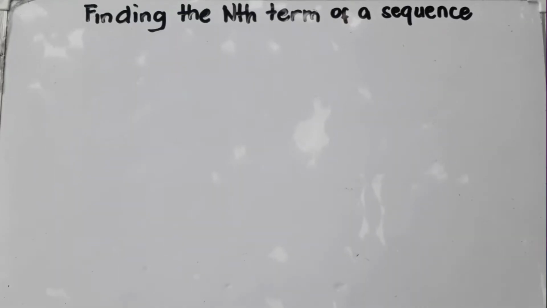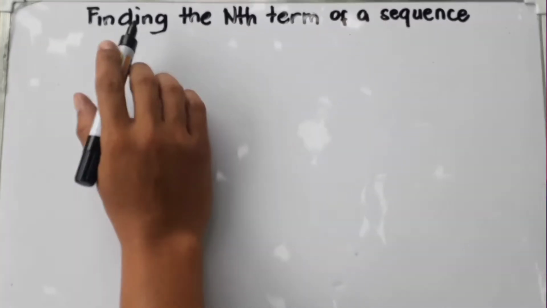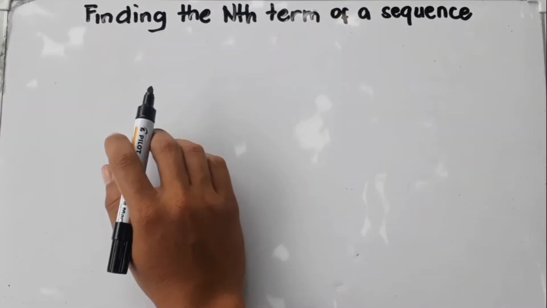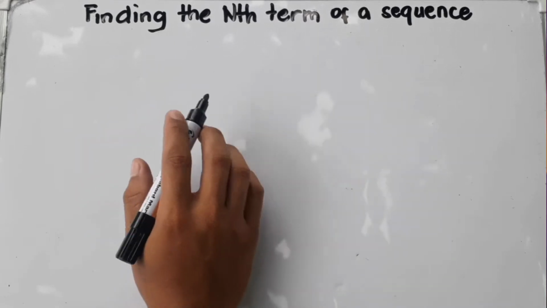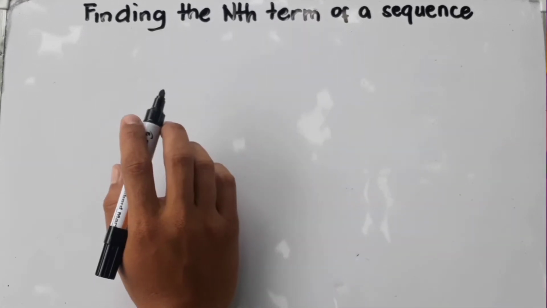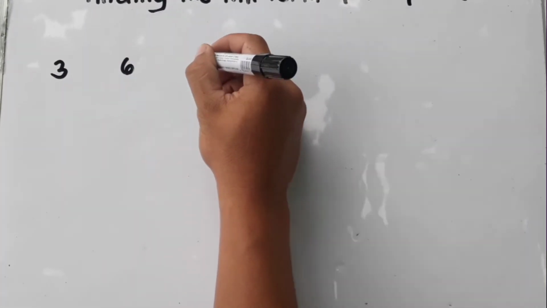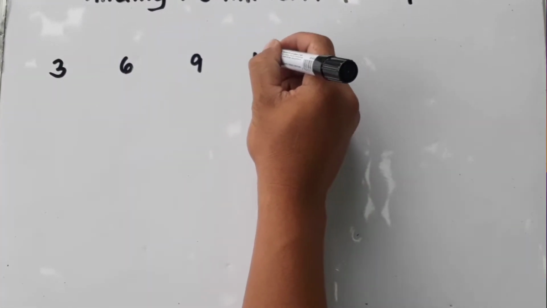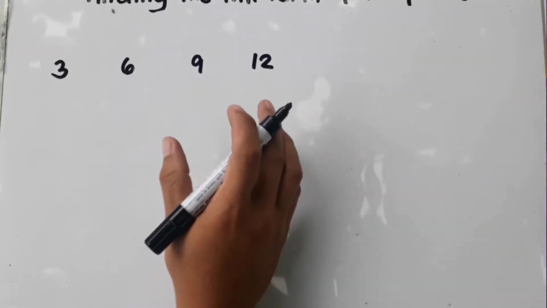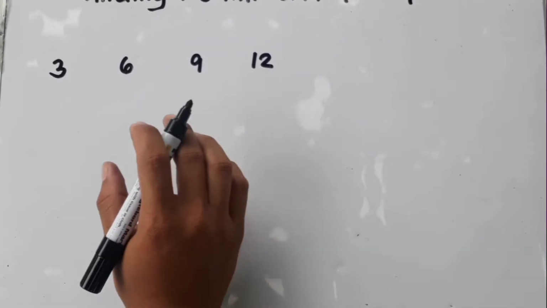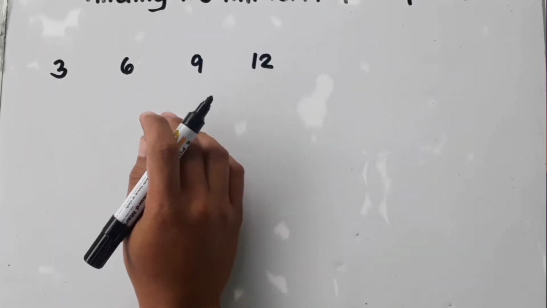In this video, we are going to continue the lesson that we had last time, which was all about finding the nth term of a sequence. But this time, we are going to use another set of numbers having a different pattern. For example, we have 3, 6, 9, and 12. As you can see, we can easily get the pattern of these numbers by doing it manually, and that is by adding 3 to the preceding term.